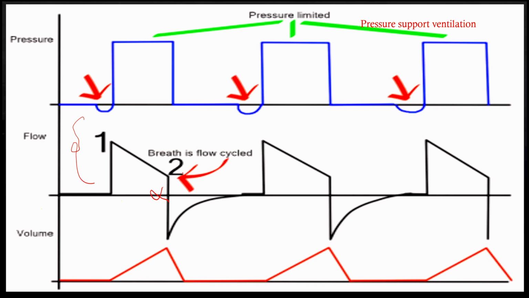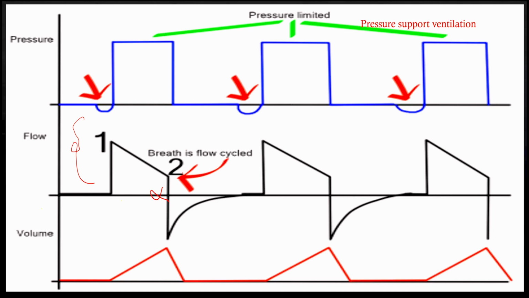Here, once the flow drops to about 25% of the peak flow, you can actually set it at 25 to 50%, at various levels, and the ventilator cycles off to expiration. This is typically the pattern that we see with pressure support. And of course, the volume scalar is quite similar to the pressure control mode, but there could be a variation in the IE ratio here.